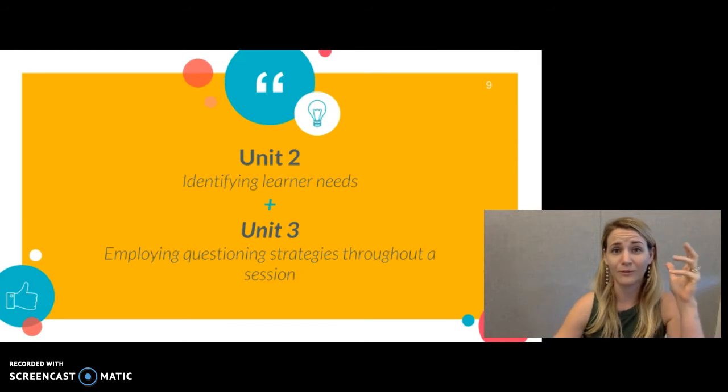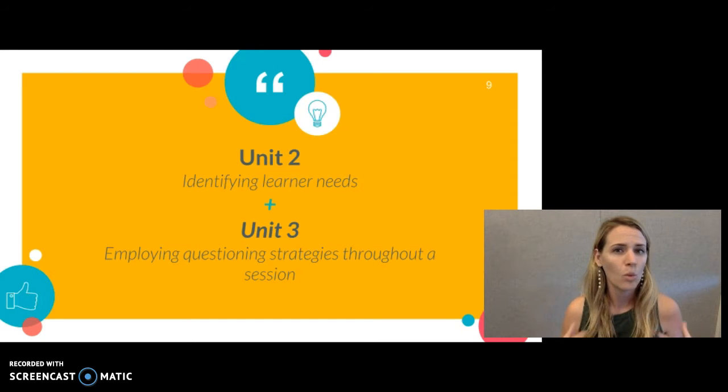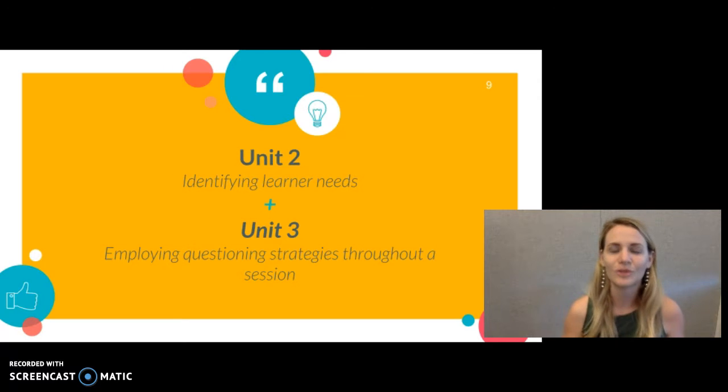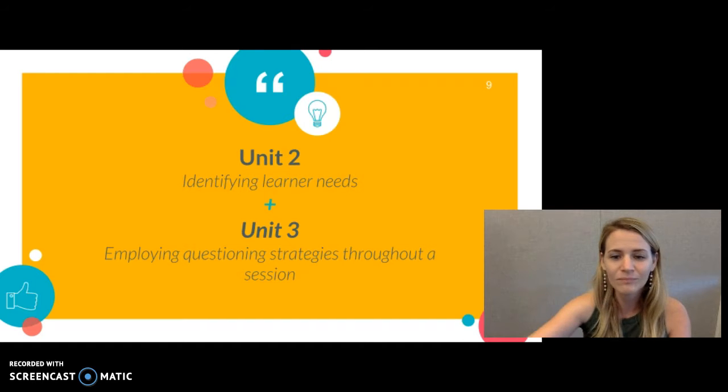So you go from understanding in Unit 1 what tutoring is all about and what it means to provide this type of support service. Then we transition to Unit 2, which is all about starting a tutoring session and assessing or gauging what the student needs help with particularly. And then we move to Unit 3, which is all about employing different types of strategic and systematic questioning within a session.